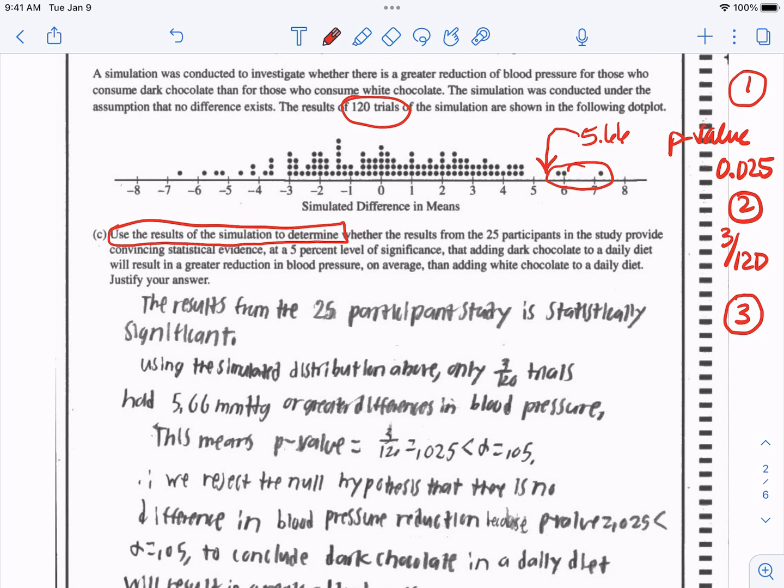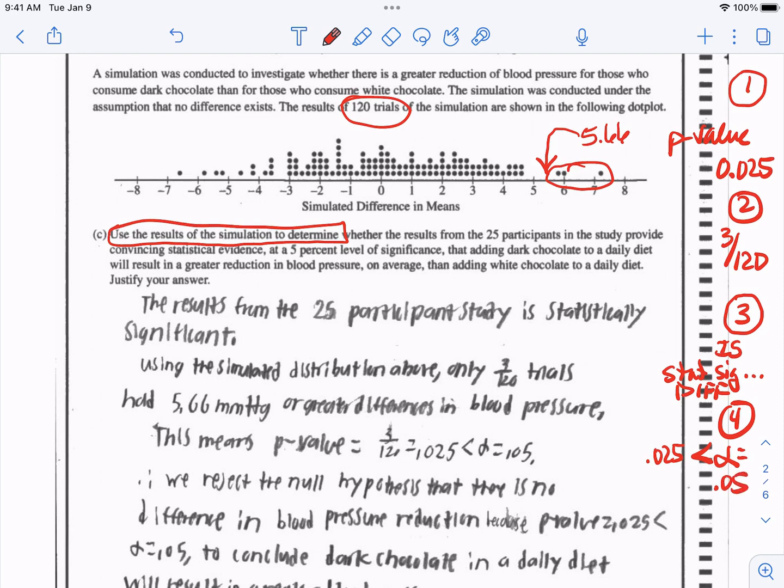They have to make a conclusion that there is a statistical difference because the 0.025 is less than 0.05. And so again, part 3 and part 4 are typically linked together. So part 3, they had to say there is statistical significance, or there is a true difference based on the p-value, and it's because the p-value of 0.025 is less than the alpha level of 0.05.